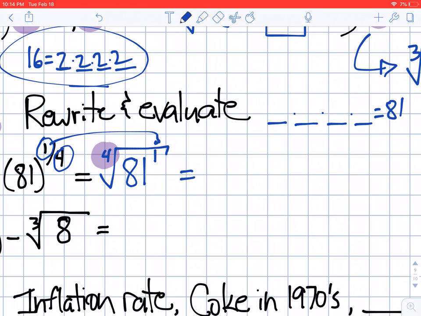3, because 3 times 3 times 3 times 3 would be 9 times 9. And 9 times 9, last time I checked, is 81. So I'm going to take 3, and again I've got to carry that to the first power, which is just 3.